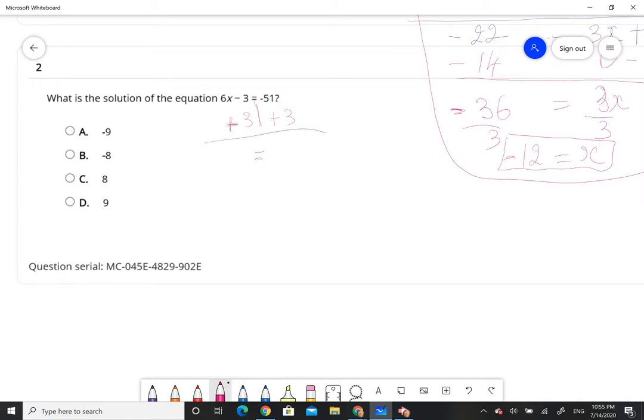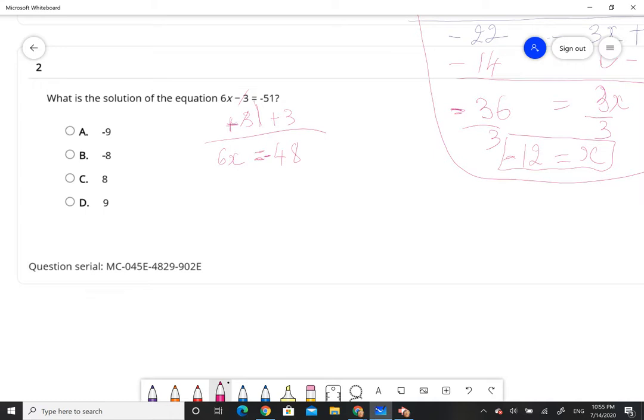So you have equals in the middle. The 3 goes away. The left side you have 6x. Negative 51 plus 3, right? So it's like 51 minus 3 is 48, but you keep the negative sign there. Now 6x equals negative 48. You need 1x.